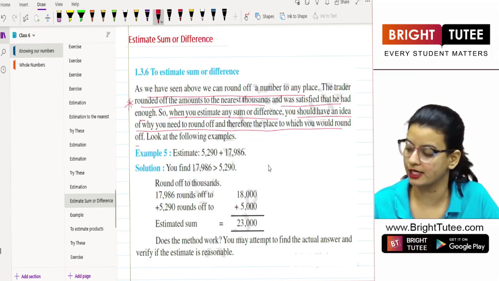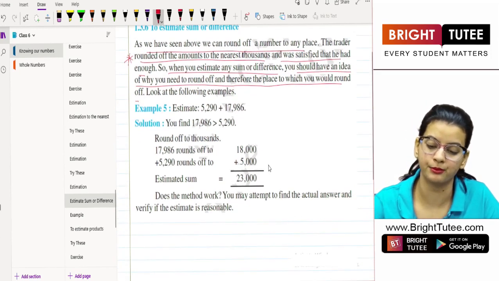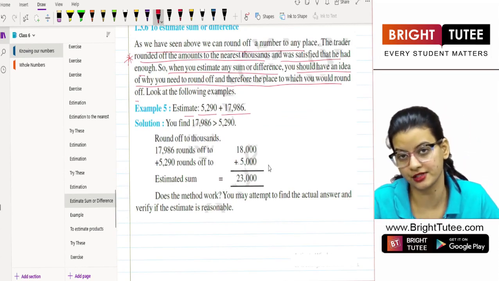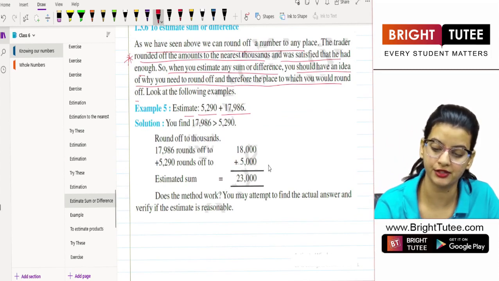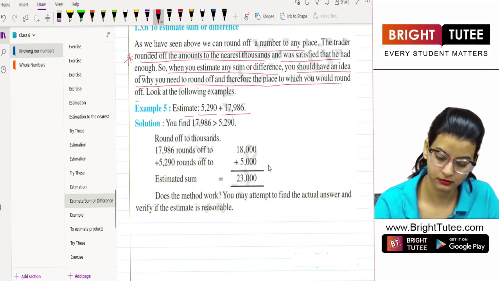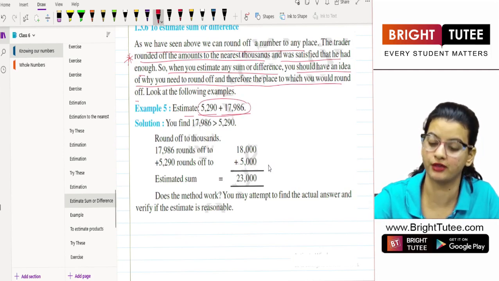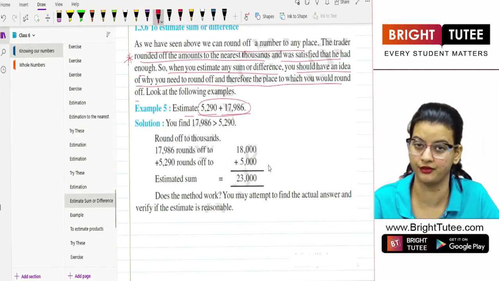Now look at the following examples. Now here we have got some examples like estimate 5,290 plus 17,986. Okay, so you have to find the sum of these two numbers. This is 5,290 and 17,986.